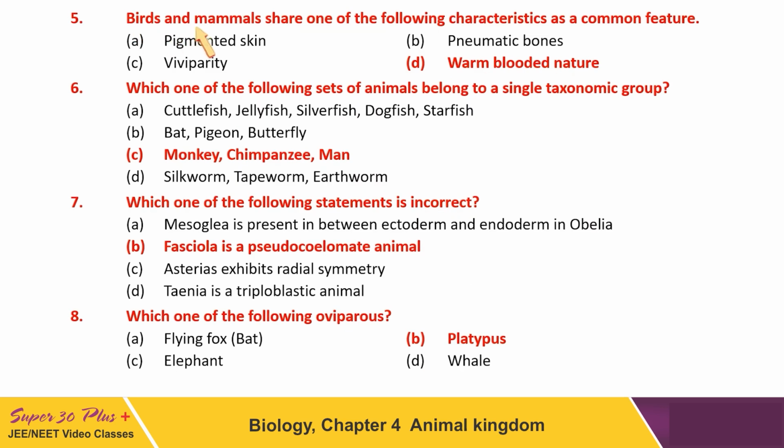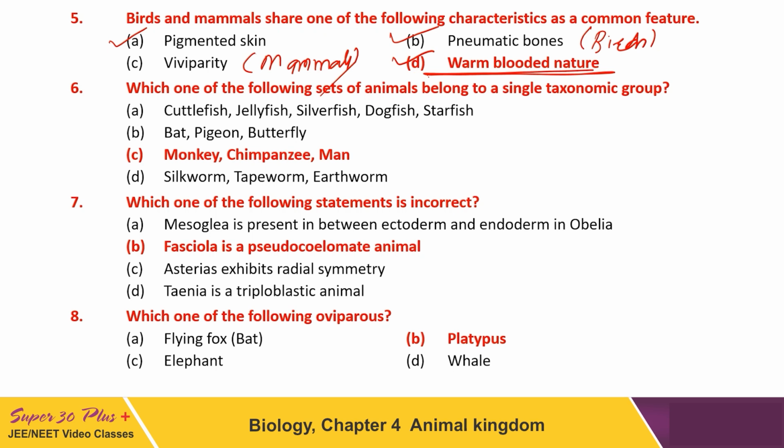Birds and mammals share one of the following characteristics as a common feature: pigmented skin. You cannot see the skin of birds; even if the feathers are removed, the skin is not at all pigmented. Pneumatic bone is found only in birds, so it cannot be in mammals. Vivipary is found only in mammals, not in birds. So what's the important common character? Warm-blooded. These are the groups of animals, birds and mammals, which can keep their body temperature constant.